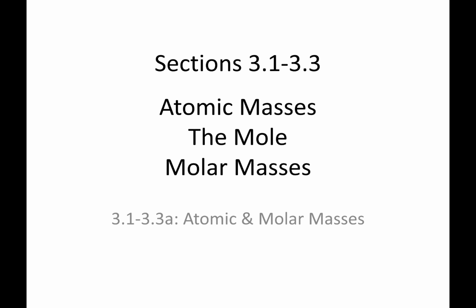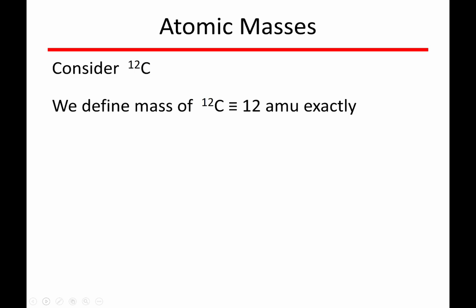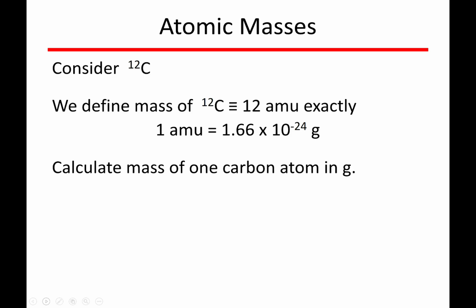We'll now talk about atomic masses, introduce the concept of a mole, and begin a discussion about molar masses. We're going to consider the isotope of carbon, carbon-12. Now, we define the mass of a single atom of carbon-12 as being exactly equal to 12 AMUs, or 12 atomic mass units, where one atomic mass unit is 1.66 times 10 to the minus 24 grams. Given that, we can calculate the mass of a single atom of carbon-12 in units of grams.